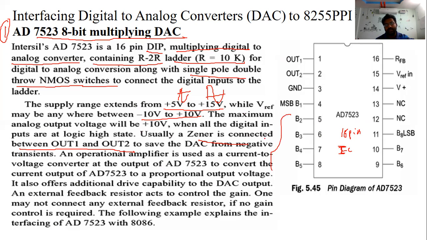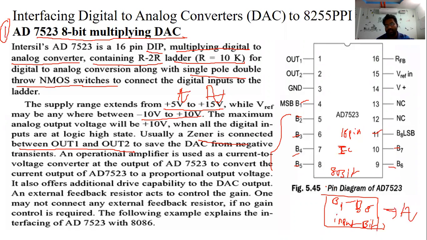This is the number of bits given: 1, 2, 3, 4, 5, 6, 7, 8 bits are considered. These 8 bits are considered because it is an 8-bit converter. So B1 to B8 bits are considered. These are the input bits. These input bits go to the R-2R ladder converter, and the outputs of it are given to this Zener diode.